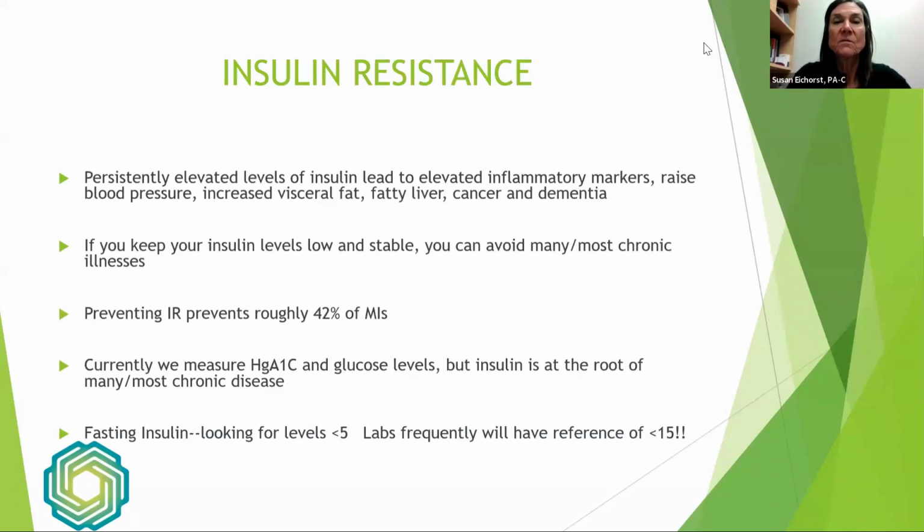So persistently elevated levels of insulin lead to elevated inflammatory markers. This raises blood pressure. It increases visceral fat, increases the risk of fatty liver, increases cancer and dementia, all the way down the line. So if you keep your insulin levels low and stable, you can avoid most, if not all, of these as you keep getting older. Preventing insulin resistance alone prevents roughly 42% of all the heart attacks out there. They're that intimately related. And currently, we really only measure hemoglobin A1C. Hemoglobin A1C looks at kind of your red blood cells over the course of a 3-month period of time.